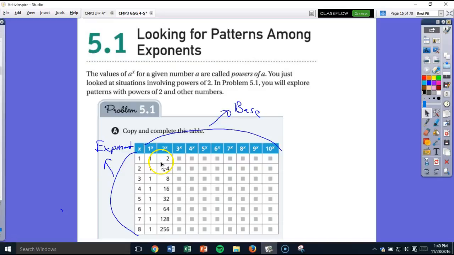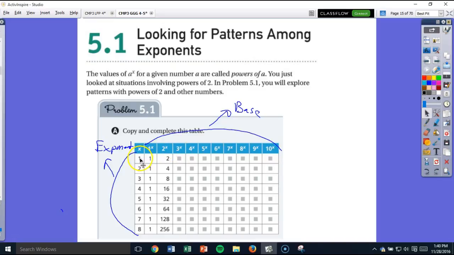Okay, what we're going to be doing here in this table is, on the left-hand side, these are your exponents, and along the top are the bases. So we are taking the base of 1 and raising it to this exponent. So 1 to the first is 1. 2 to the first would be 2.